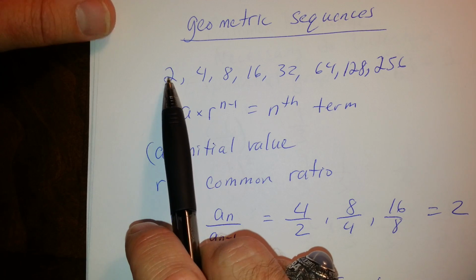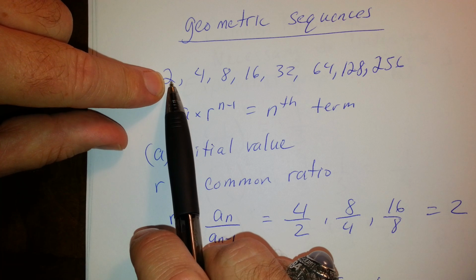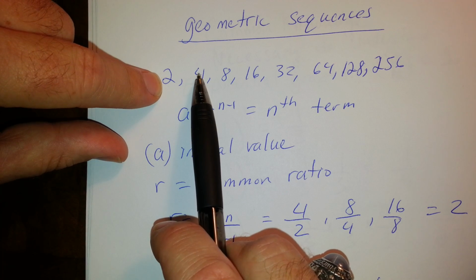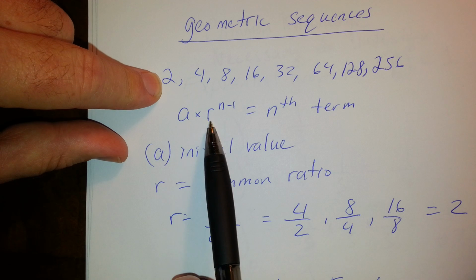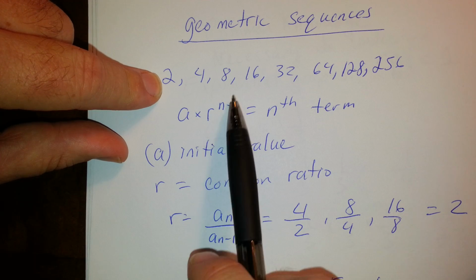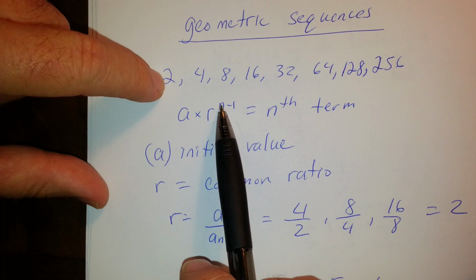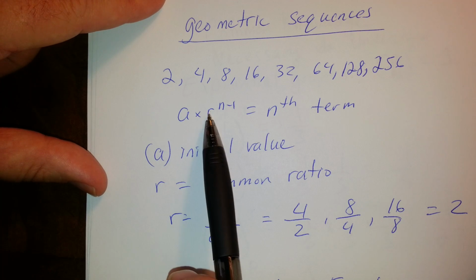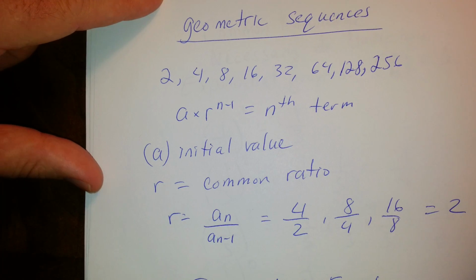You have an initial term, so I multiply by 2 to get 4. So for the second term, we use the ratio 1 time. To get the third term, we use it 2 times. So notice it's n minus 1. If I want the 20th term, this would be a times the common ratio to the 19th.